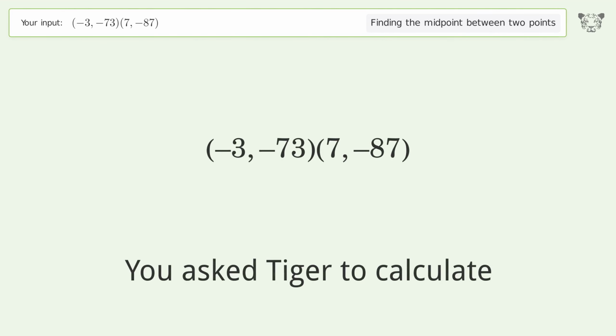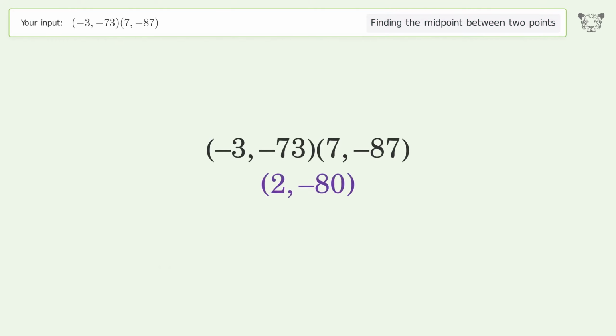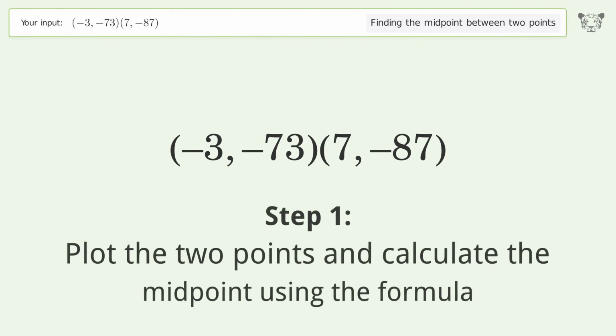You ask Tiger to calculate. This deals with finding the midpoint between 2 points. The midpoint between the 2 points is 2, -80. Let's solve it step by step. Plot the 2 points and calculate the midpoint using the formula.